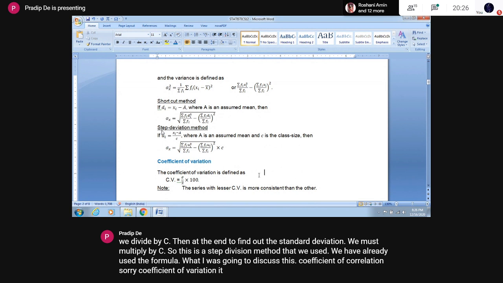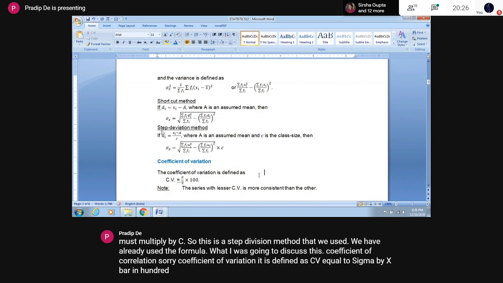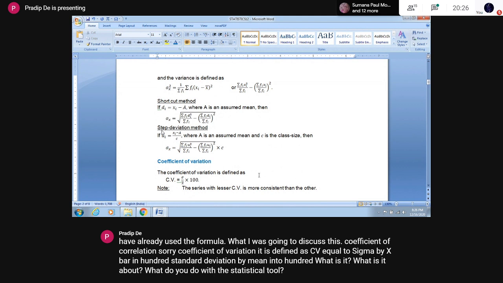It is defined as CV equal to sigma by x bar into 100. Standard deviation by mean into 100. What is it about? What do you do with this statistical tool? What do we measure?